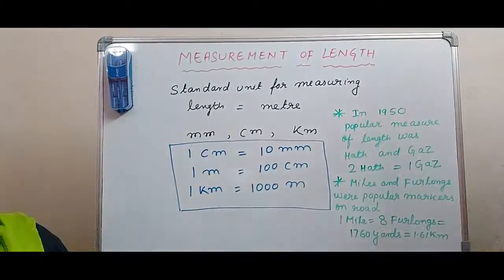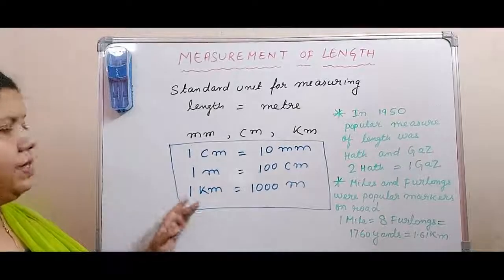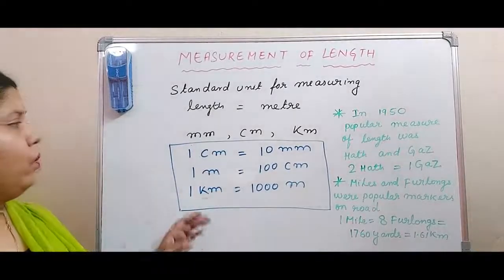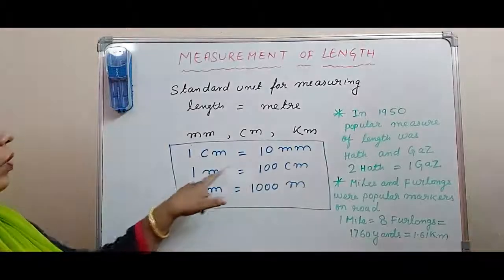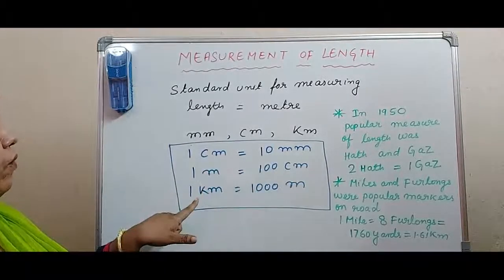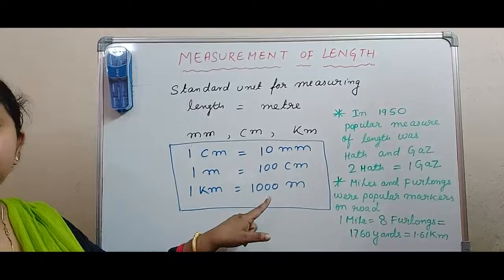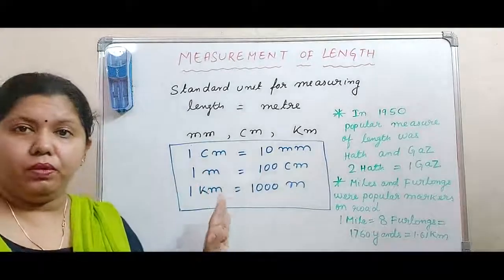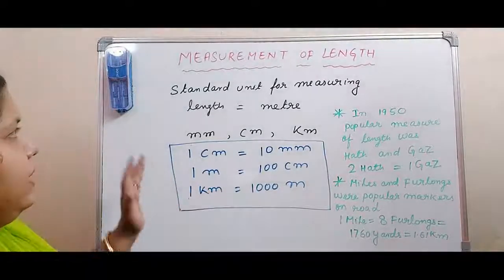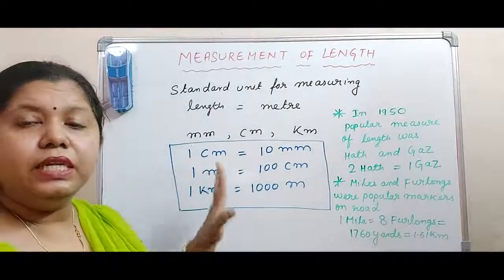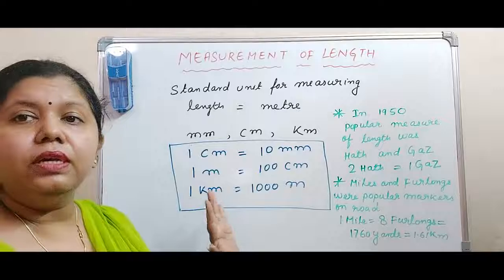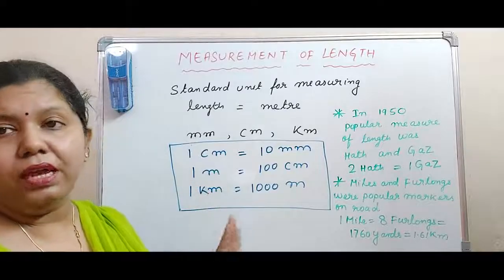So here we have to understand the conversions. 1 centimeter equal to 10 millimeter, 1 meter equal to 100 centimeter, and 1 kilometer equal to 1000 meter. This we have to remember. This is the standard unit of measurement of length, which is internationally certified. Internationally all other countries support these kinds of measurements.